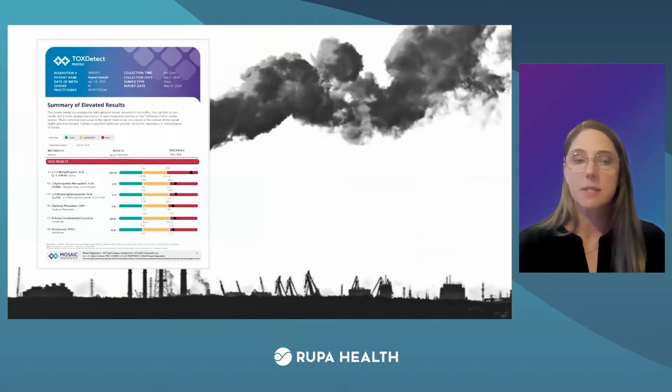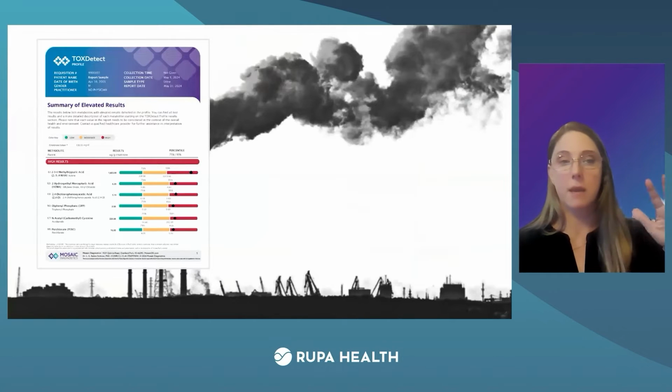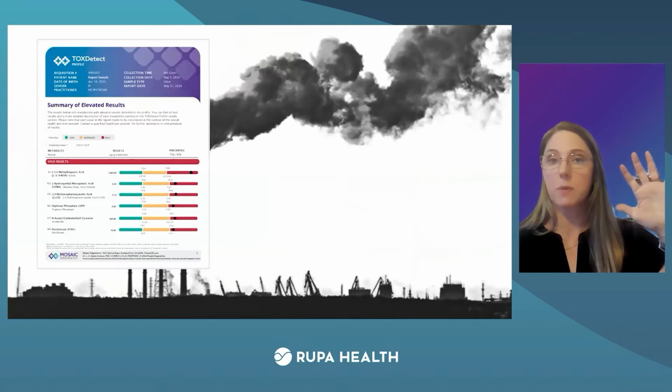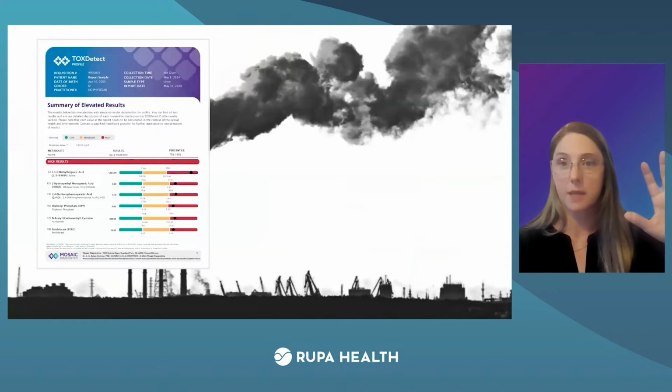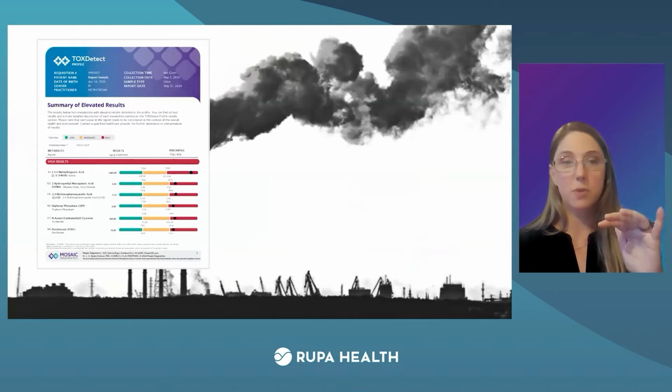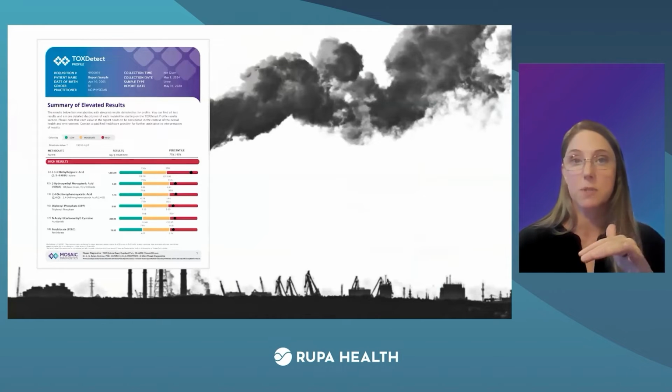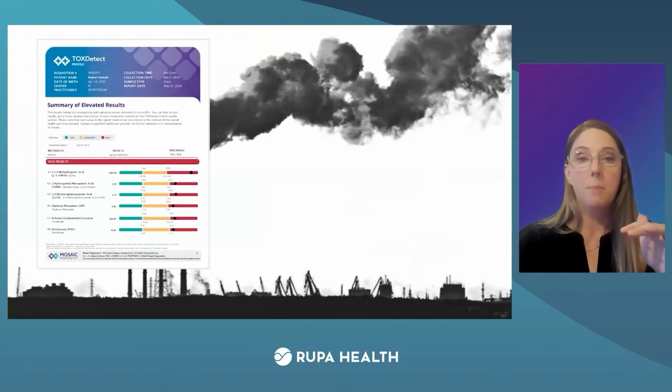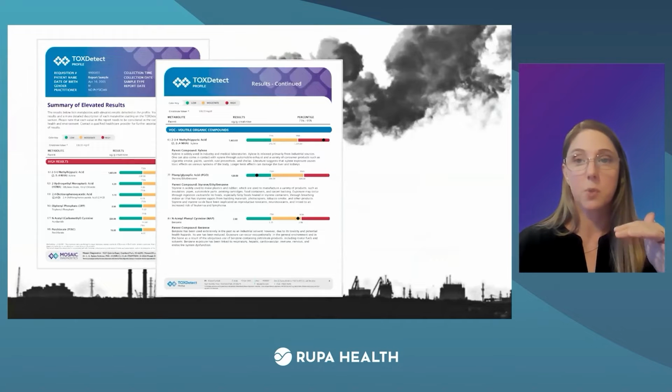So let's look at the ToxDetect really quickly. This particular test is a urine-based test, and the front pages will give you the high findings, and then it'll go into the moderate findings. The reference range used is based on NHANES. Past that, you go into the actual individual findings.